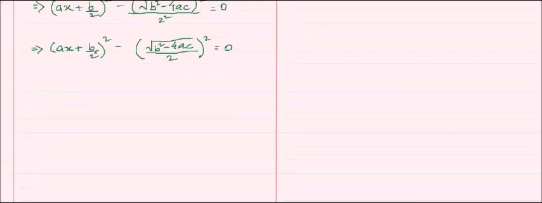Next, we have the a square minus b square identity form. A is representing ax plus b by 2, and b is representing this part, under root b square minus 4ac by 2. So what was the expansion of a square minus b square algebraic identity? It is equal to a plus b into a minus b. So we write that.